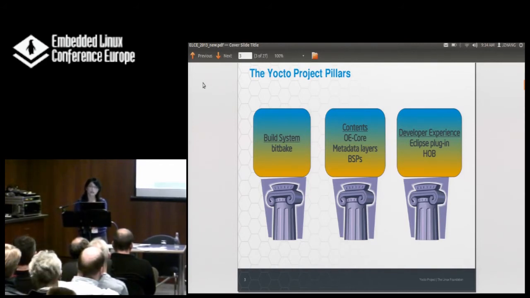The content part also contains the BSPs that we help people with and support. The third pillar, as I just mentioned, is the developer experience, which is very core to the Yocto Project. It's not just the build system and the content that allow you to build. We truly believe that providing the right tools to help people do their jobs more efficiently is also part of our mission.